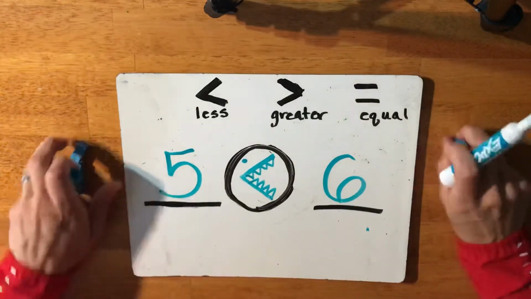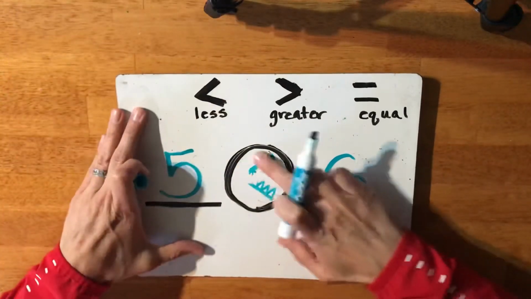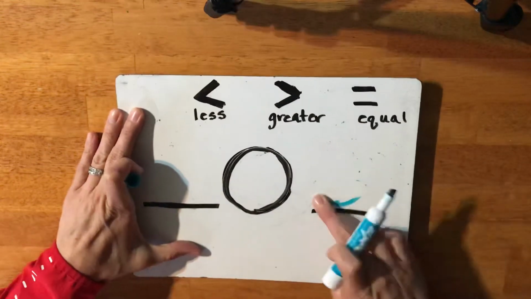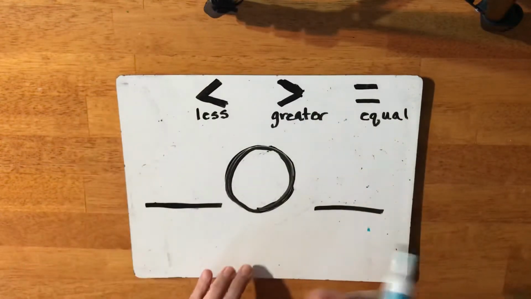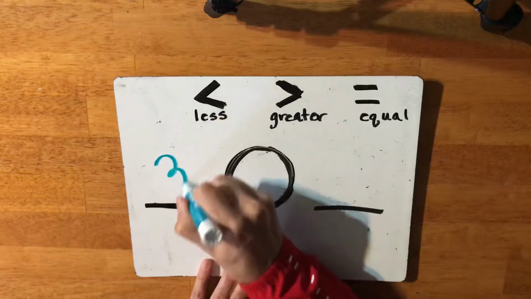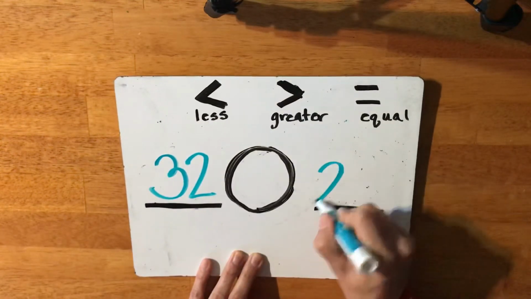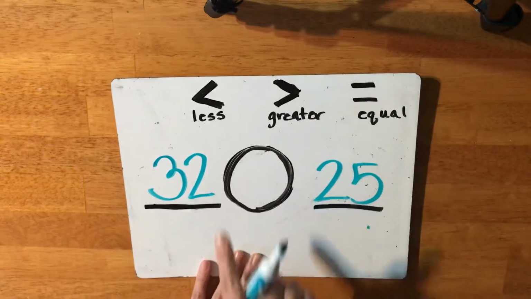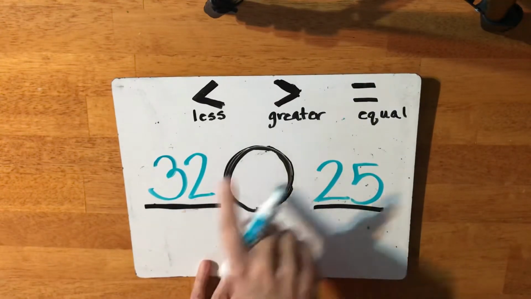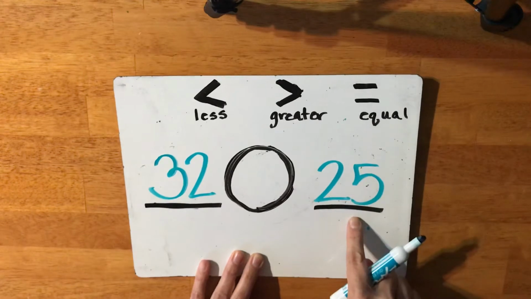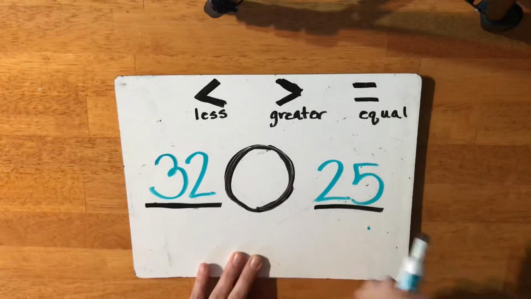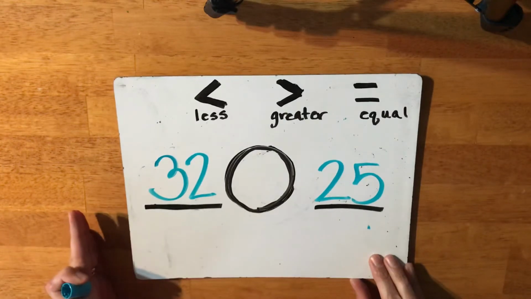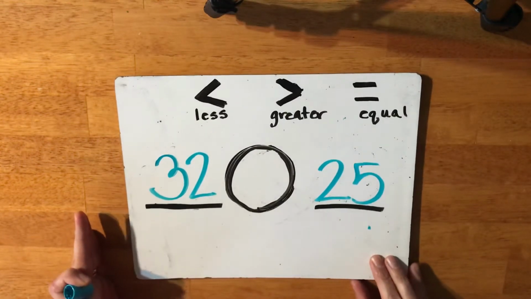Okay, let's try another. Let's try these two numbers. Okay, 32 and 25. So we need to say whether 32 is less than 25 or 32 is greater than 25. So now we have two digits. We have to look all the way at the furthest left place value to decide which number is greater.